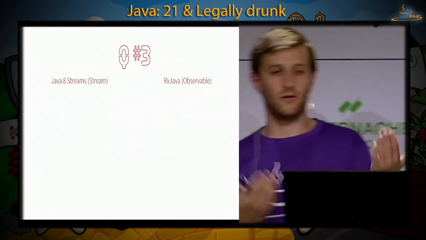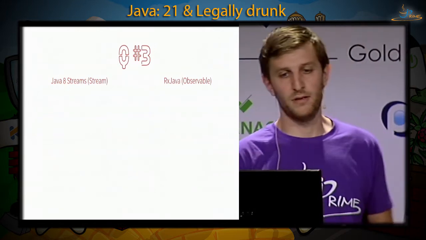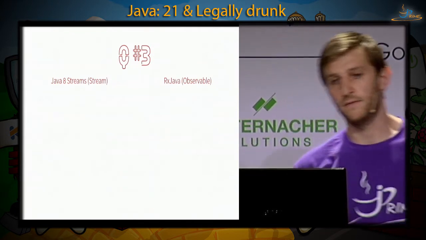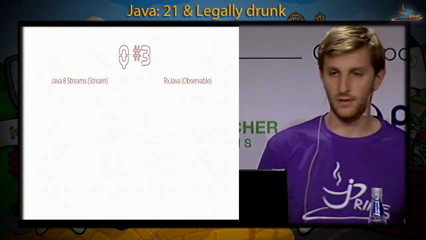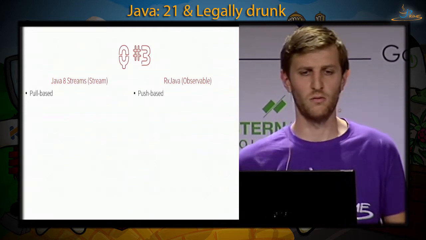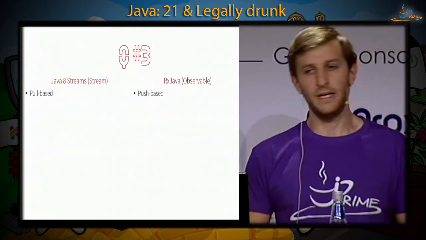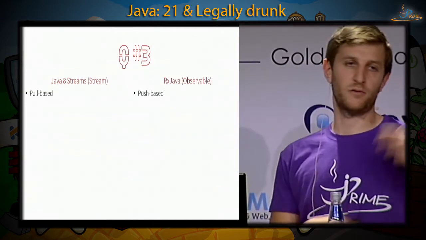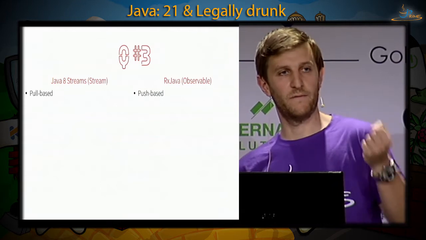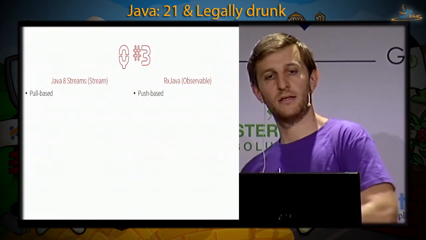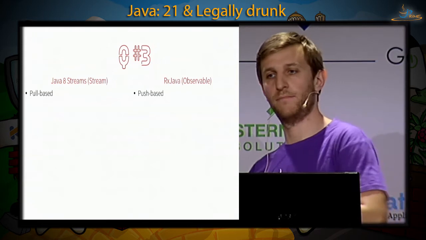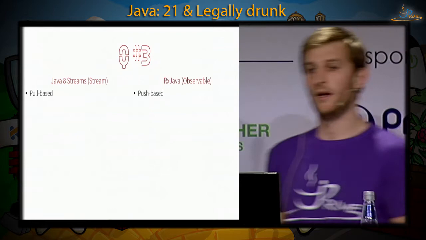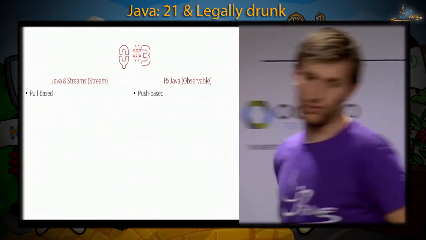Now let's pair up Java 8 streams with their stream object versus RxJava with the observable object. Okay, so streams are pull-based, observables are push-based. What does it mean? Well, basically it means that if you're a consumer, you'll pull data from the stream, and on the other hand, an observable will push data to you. So you pull data from streams, and observables push data to you.